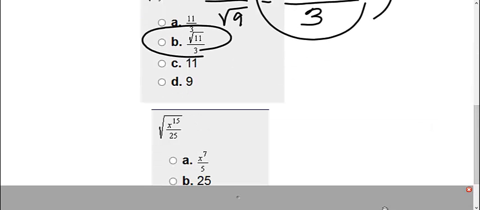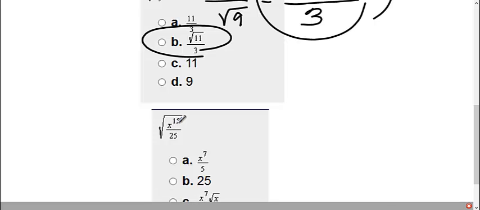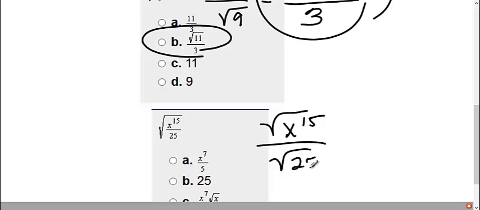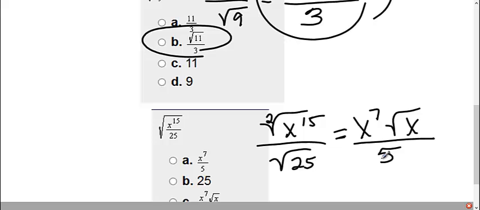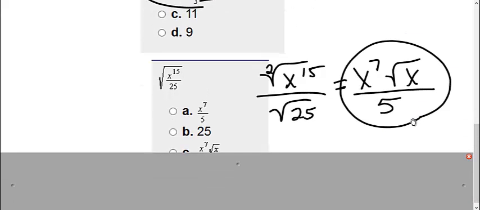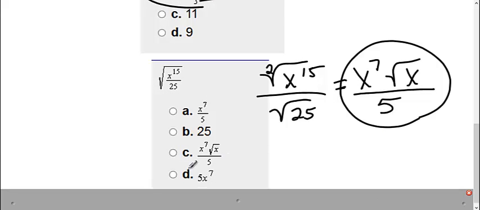And the last one here, we have the square root of x to the 15th over the square root of 25. So I'm going to break this up. Okay, now we know with the square root there's a little 2 here. 2 goes into 15 7 times, so I'm going to pull out x to the 7th, but there was still 1 left over, so 1 stays underneath the square root. Over the square root of 25 is 5, therefore we get x to the 7th, square root of x, all over 5, which is choice C.